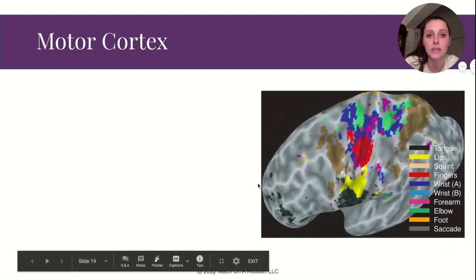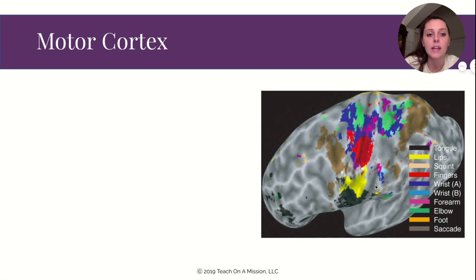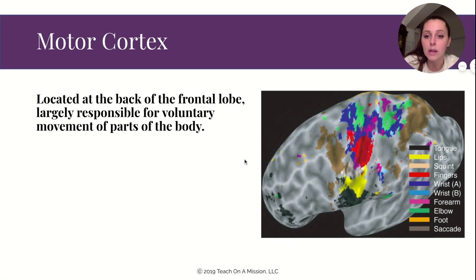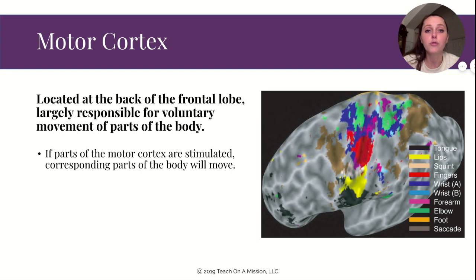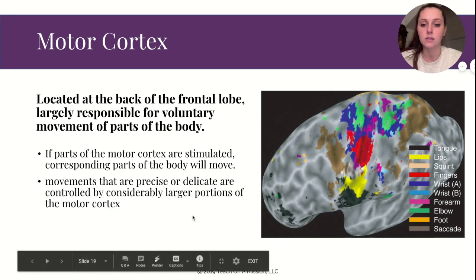Now, let's talk about that motor cortex. So we said that's also in the frontal lobe, and it almost looks like a headband that goes across the back of the frontal lobe. So it's located in the back, and it's largely responsible for voluntary movements of the body. So we talked about voluntary is movements that you can control. So there are different parts on the motor cortex that move different parts of your body. So if the part of the cortex for your legs is stimulated, then you'll be able to move your legs. If part of the motor cortex is stimulated for your hands, you'll be able to move your hands.